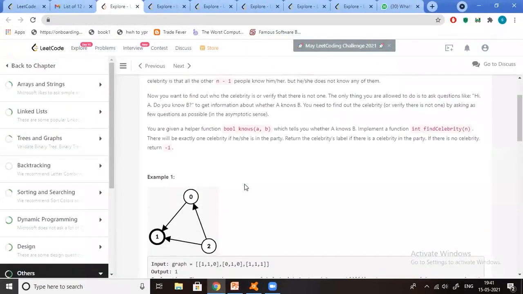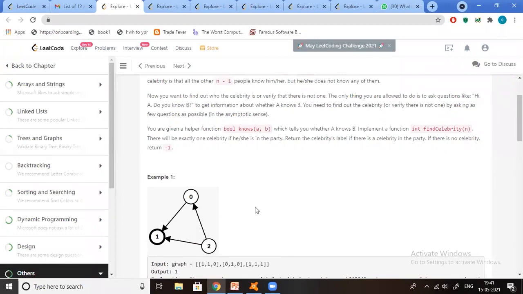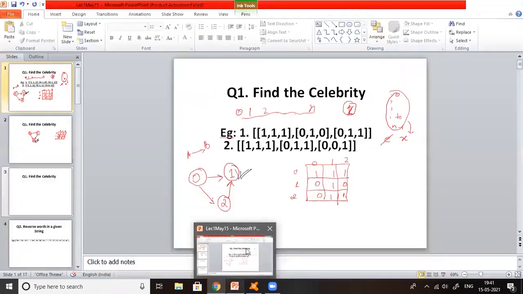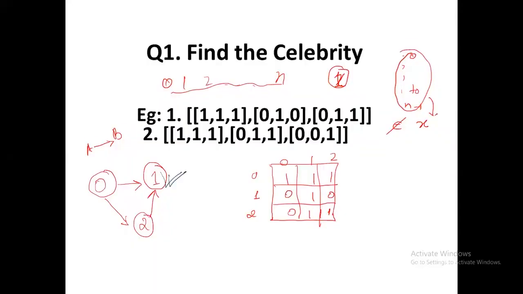So what is your basic approach? Firstly we have to go with the basic approach. What is it that we are going to try? One way, we can just iterate over each and every node, each and every folk, and ask the other person, hey, do you know me, or do I know you? Let's understand this with an example. If the diagram is going to be messy, I will just try to clear it up.